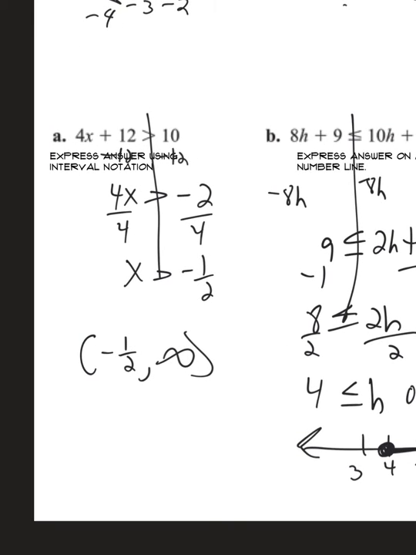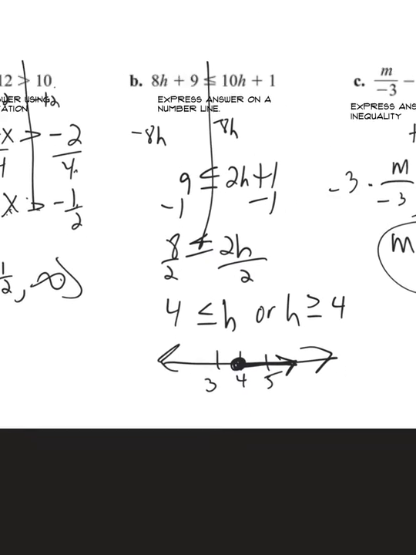The next one, I had to subtract 12 from both sides and divide both sides by a +4. I left my symbol the way that it was. I have to express my answer in interval notation. X is greater than -1/2, so parenthesis, -1/2, all the way to infinity would be the correct answer. I could plug those in for X and be true.